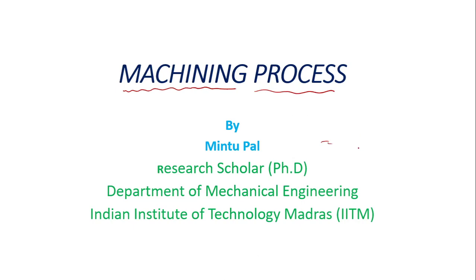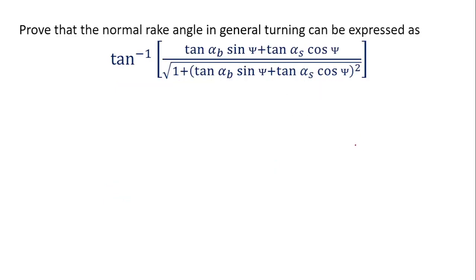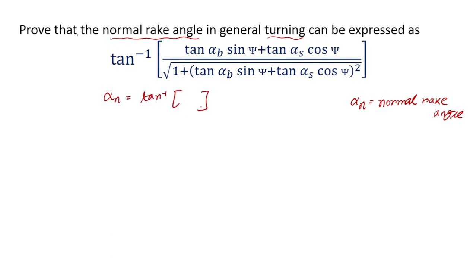So let's go to that question. So here this one is the question. You can read the question: prove that the normal rake angle in general turning can be expressed as this expression. Let's say alpha n is our normal rake angle, then we have to express this alpha n in terms of this expression.